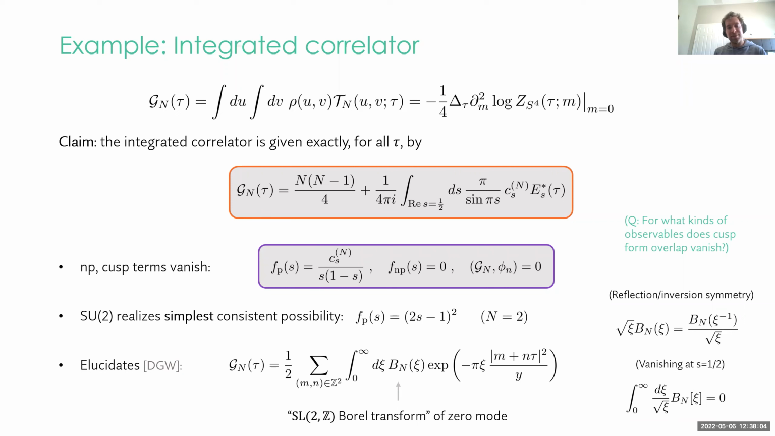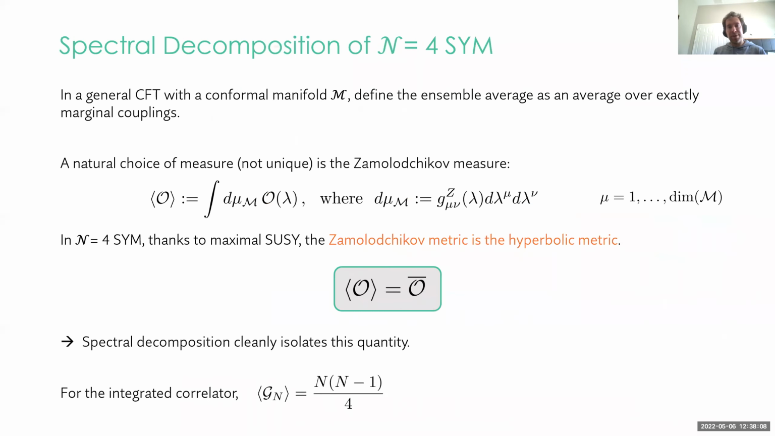Any other questions? Okay. So back to some of the abstract features of this decomposition and its use in N=4.